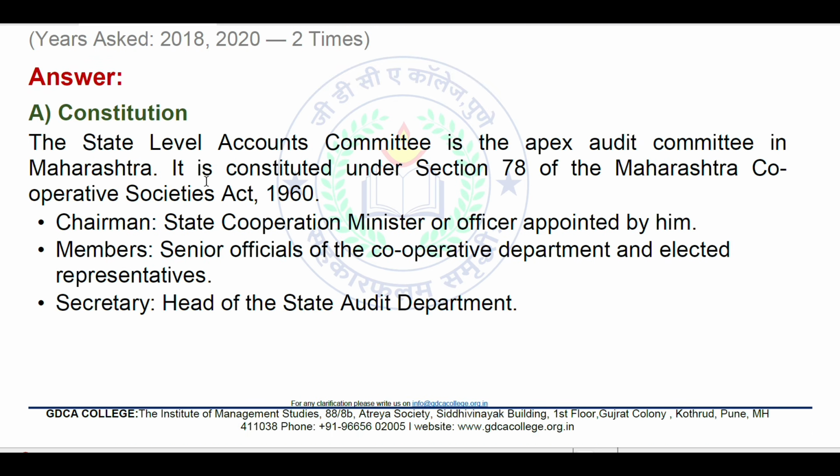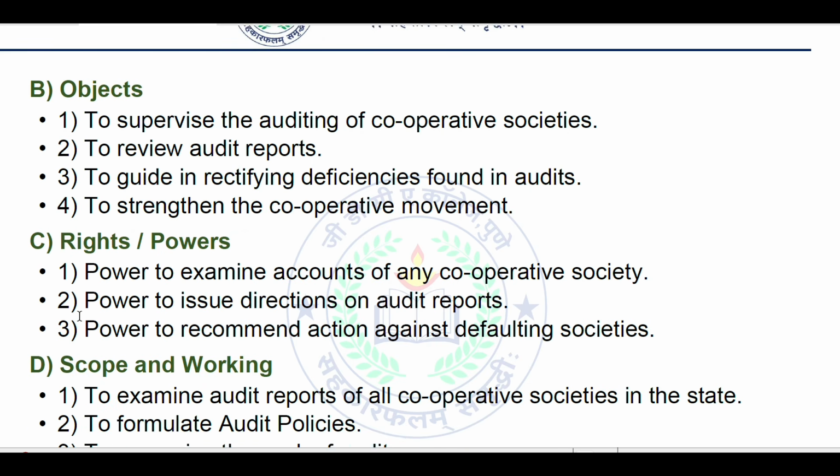Constitution: the State Level Audit Committee is the apex audit committee in Maharashtra. It is constituted under section 78 of the Maharashtra Cooperative Societies Act, MCS 1960. Chairman: the state cooperation minister or an officer appointed by him. Members: senior officers or officials of the cooperative department and elected representatives. Secretary: head of the state audit department.